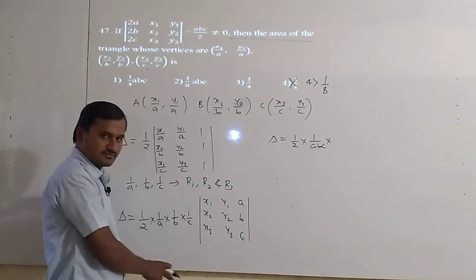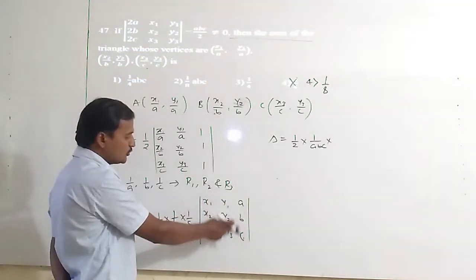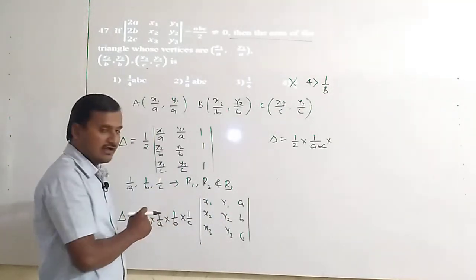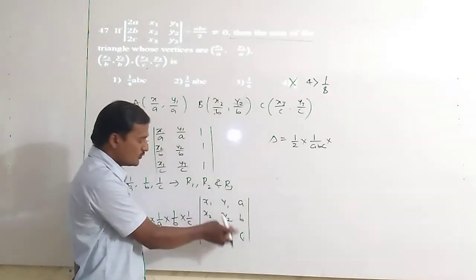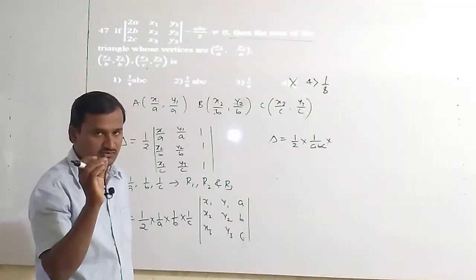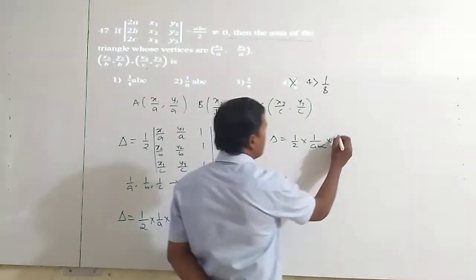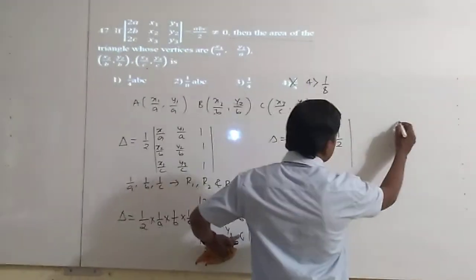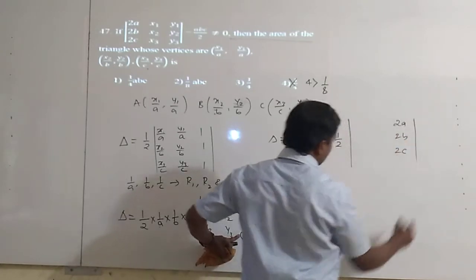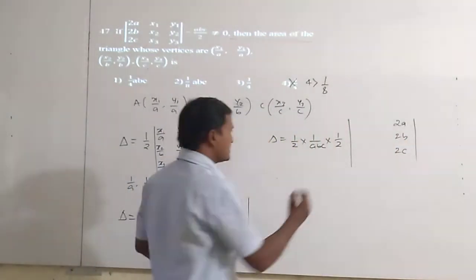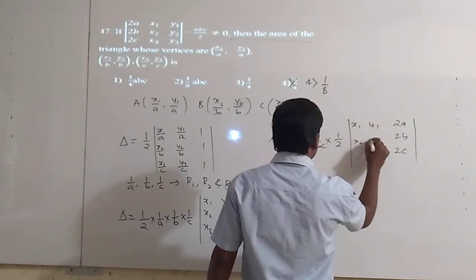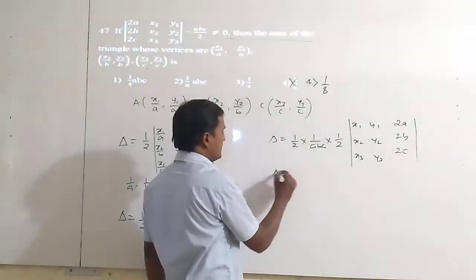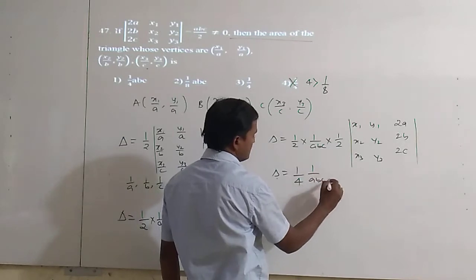In the third column I will multiply by 2 and at the same time divide by 2. So I am multiplying and dividing the third column by 2. That is 1/2 dividing, and at the same time I multiply the third column, so it is 2a, 2b, 2c, and I write the first column and second column as it is: x1 y1, x2 y2, x3 y3. Now it becomes 1/4 times 1/abc, right?